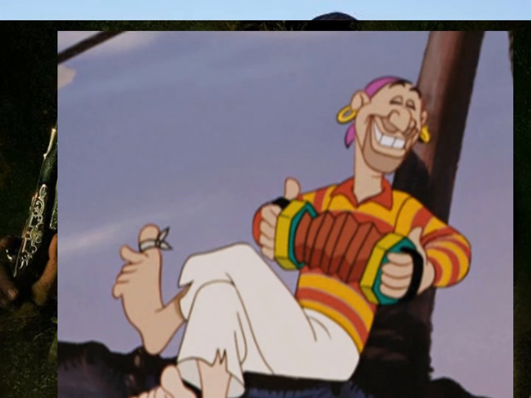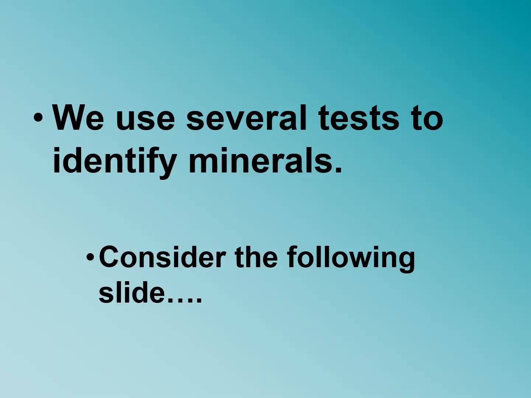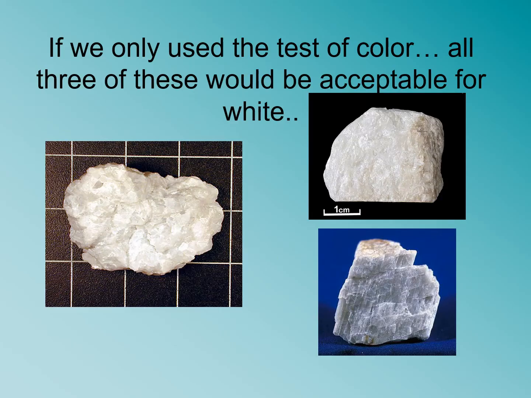So we do the same thing with minerals. We use several different tests to identify minerals. And so if you would, consider the following slide. If we only test with one test, say we use the test of color, these three rocks, well, they are rocks, but they're also minerals. These three could be considered white. That's not going to help me a lot. If you go outside and you look at rocks, you'll find there's a lot of rocks that are the same color. So how do I identify minerals if I just use one test?